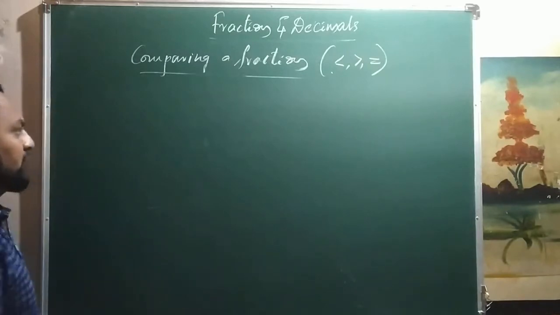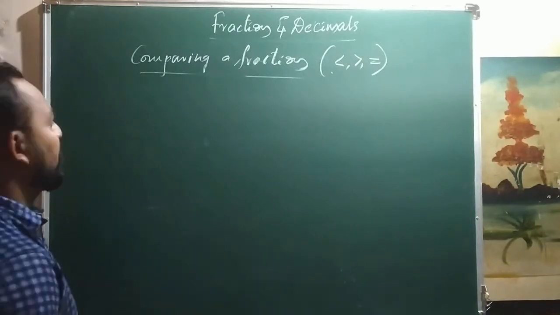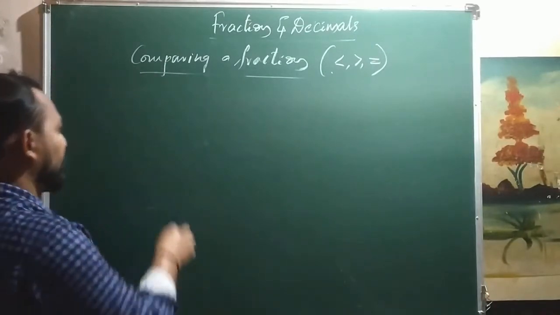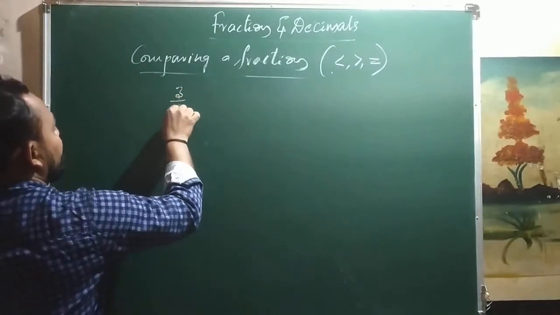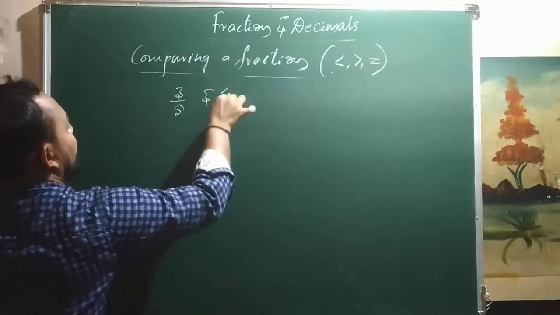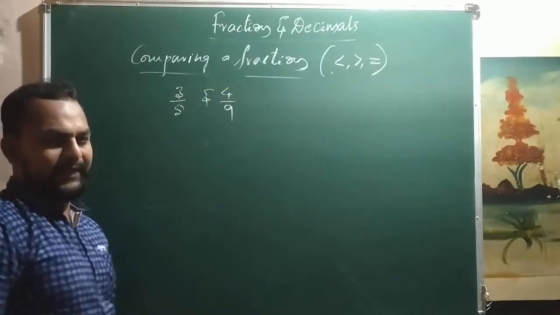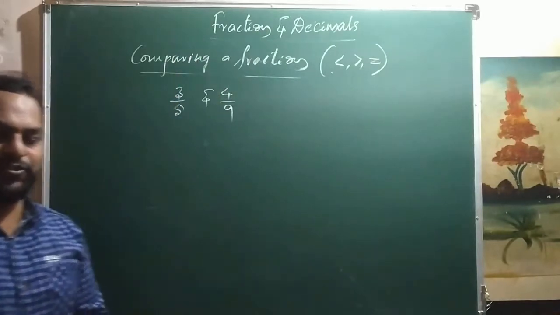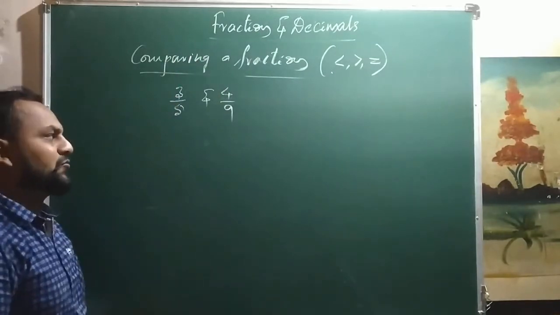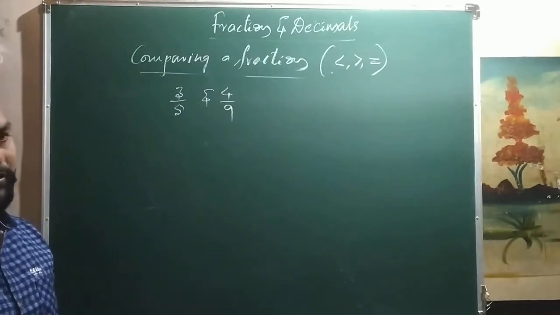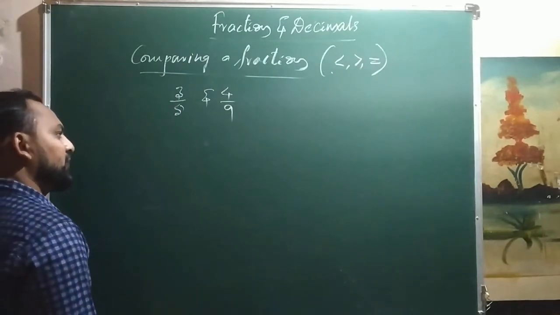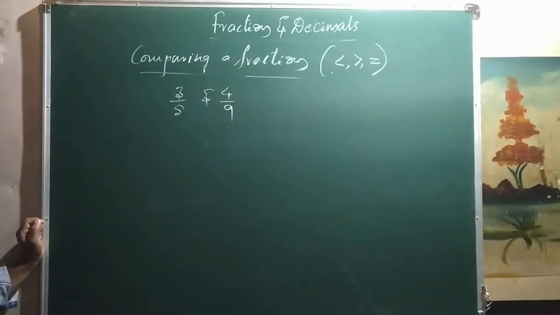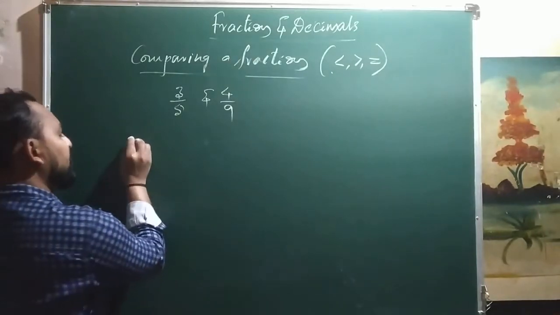The next one: unlike, with different denominator and different numerator. And here 3 by 5 and 4 by 9. These two are the fractions. The comparison between which is greater, which is smaller. Okay, then first take the LCM of 9 and 5. Take LCM of 9 and 5.